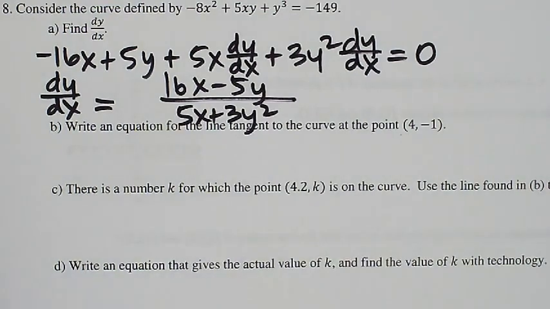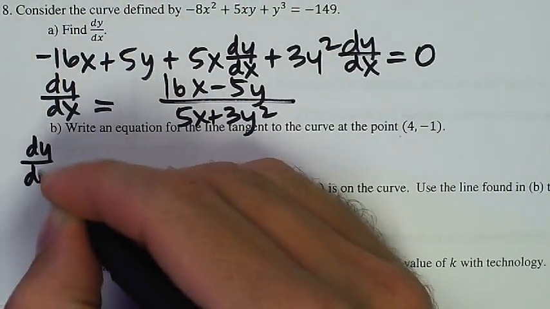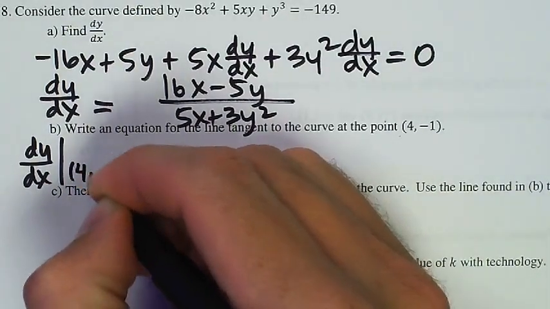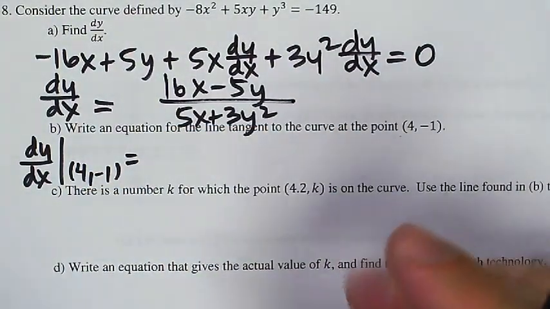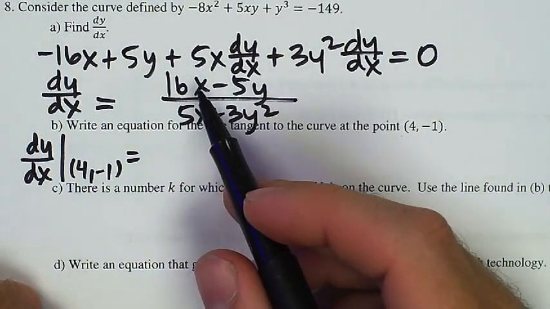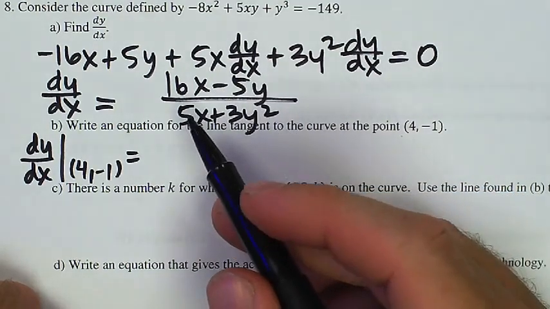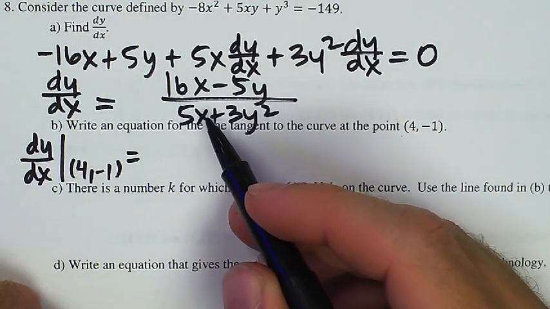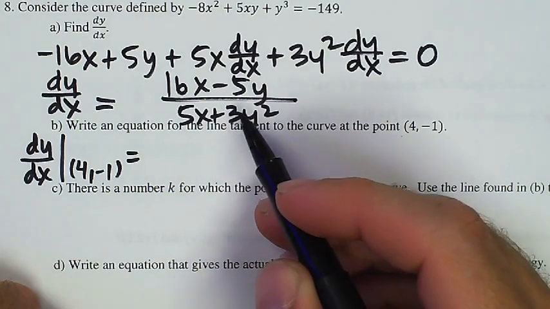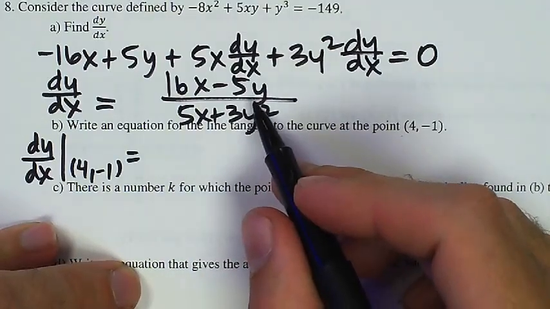Write an equation for the line tangent to the curve at the point where x is 4 and y is negative 1. All right, well, I've got a formula for dy dx, so that's helpful. I'll just compute that over here. dy dx at 4 and negative 1 is going to equal, what is it going to equal? Okay. 16 times 4 is 64, plus 5 is 69, divided by 20 plus 3. Okay. Oh, and that's going to be 3.